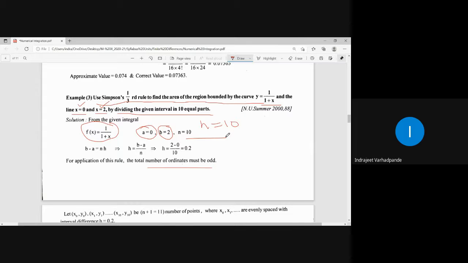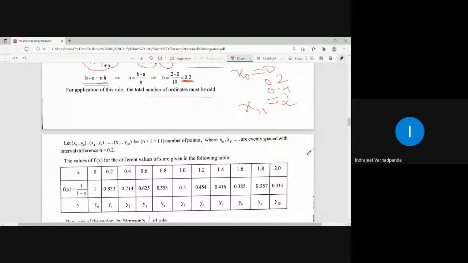If n is even, then the total number of points is n plus 1, right? So accordingly b minus a is equal to nh is the formula. 2 minus 0 upon 10, so h is equal to 0.2. For the given function y is equal to 1 upon 1 plus x, the starting value x0 is 0 and the end value x10 will be 2. So it should be simplified accordingly in between. So how will the values be? 0, 0 plus 0.2 will be 0.2, 0.2 plus 0.2 will be 0.4, and so on.